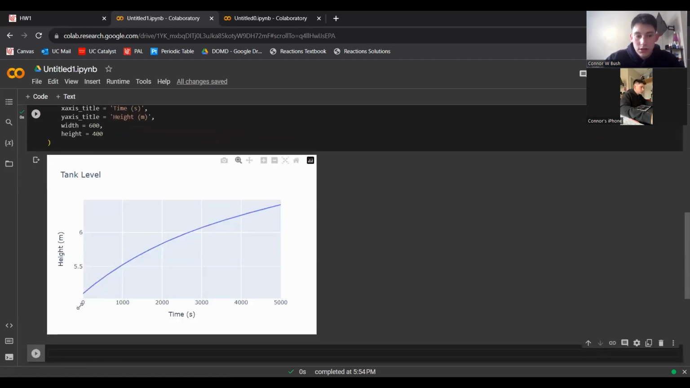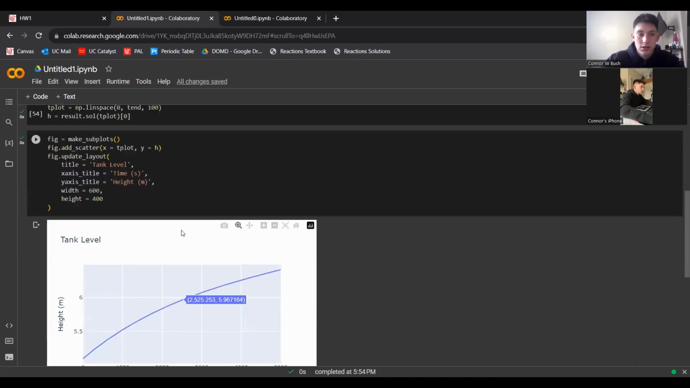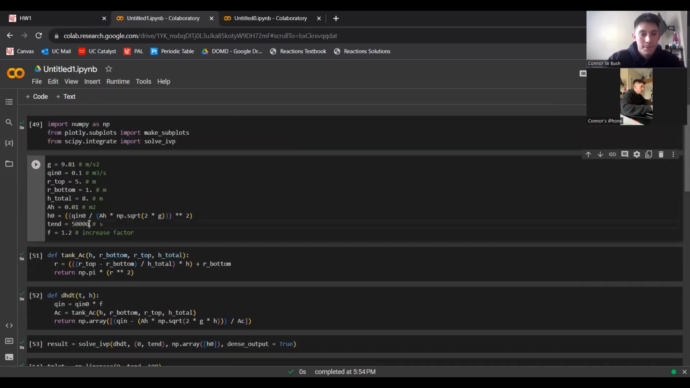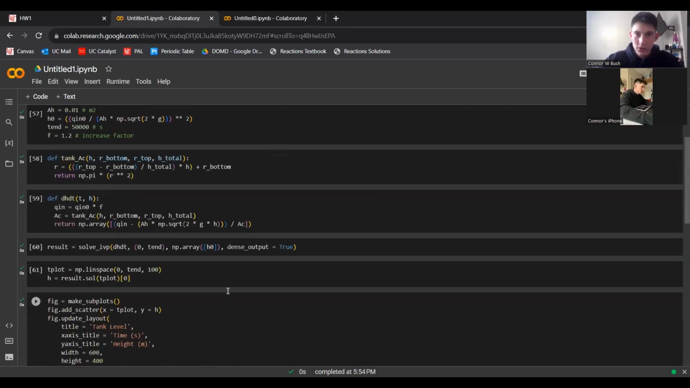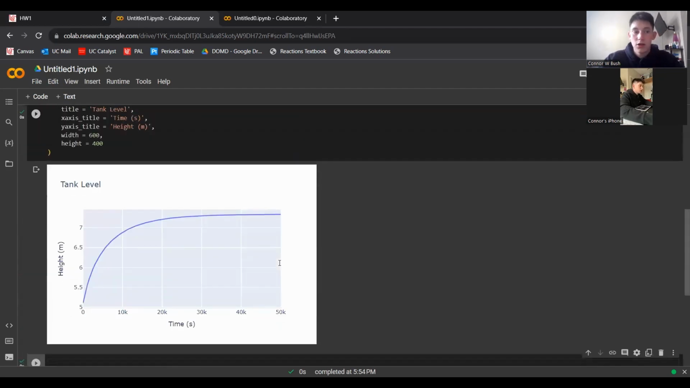So obviously you can see that height as a function of time, there's this curve. We're beginning at a steady state and it's trying to work its way to the next steady state. So if we increase the time here by a factor of 10, we can see that it does in fact reach the second steady state. So this kind of covers everything that we need to do for part A of homework 1. We are simulating how the tank level changes when we increase the flow rate coming in by a factor of 20%. So now we will get into part B.